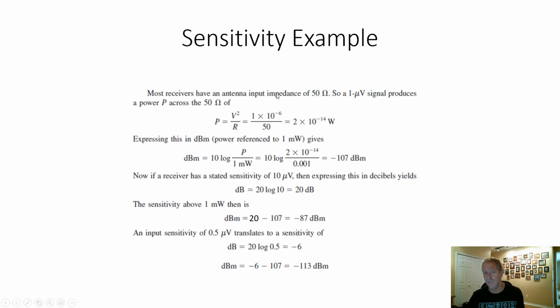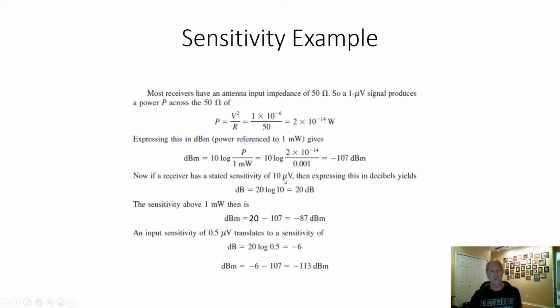For a receiver, we have an antenna input impedance of 50 ohms. Sometimes it's 75 ohms, but we're using 50 ohms for this example. A 1 microvolt signal produces power across the 50 ohms of 2 times 10 to the minus 14 watts. So it's V squared over R. Expressed in dB, it's going to be 10 log. Now this is in reference to a milliwatt. So this is that power divided by a milliwatt, and then take the log of that times 10. So dBm is the expression for dBs above a milliwatt. So it's 2 times 10 to the minus 14 divided by a milliwatt. 10 log of that is minus 107 dBm.